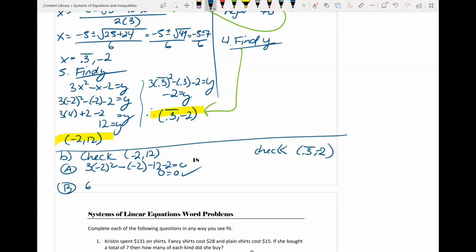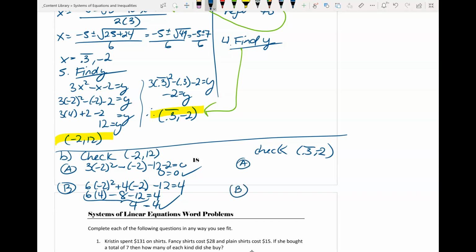Our next one is 6 times x squared plus 4 times x minus y, and this should be equal to 4. So you're going to solve for our left-hand side, and hopefully this is equal to 4. And then if you simplify all this, this will actually equal 4, so we are good. Now we're going to check 0.3 repeating, negative 2.